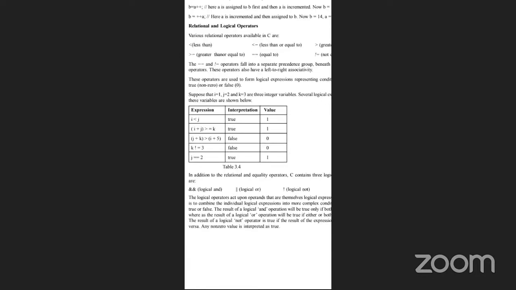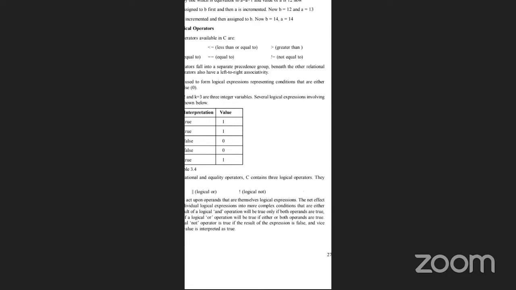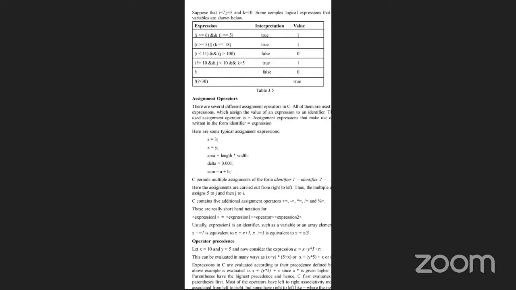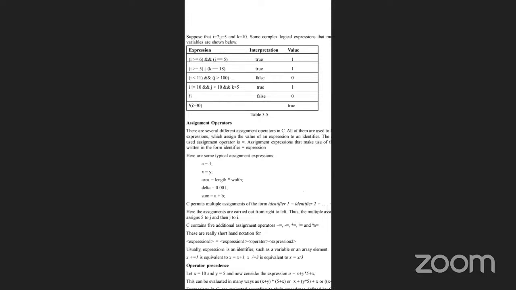So these are operators. The logical NOT operator is true if the result of the expression is false, and vice versa. Any non-zero value is interpreted as true. Next, let's see the expression at the given values.